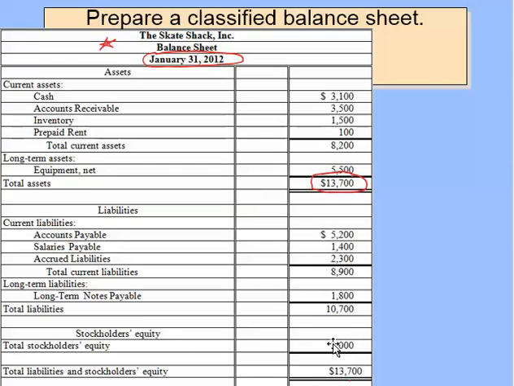Total stockholders equity is $3,000. And then we get our total liabilities and stockholders equity of $13,700. And yay, we must have done something right because my assets do equal my liabilities plus equity. And again, don't forget, sometimes this is also broken into common stock and then retained earnings.